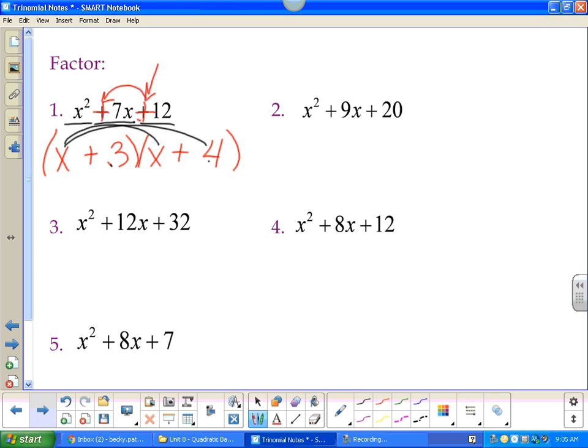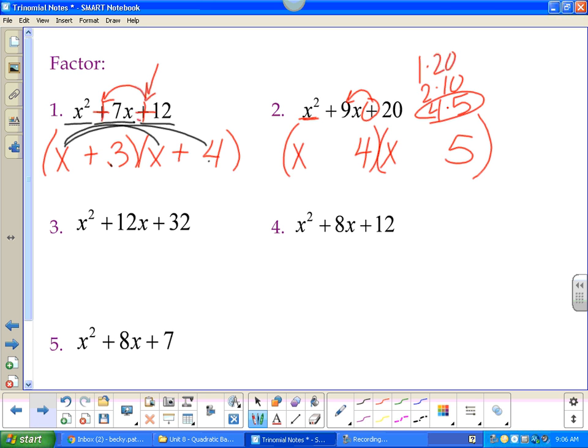Okay, so let's look at number 2. Got my two parentheses. First term's an x squared, so I'm going x and x. I need the factors of 20. 1 times 20, 2 times 10, 3 doesn't go, 4 times 5, 6 doesn't go. Well, I want the pair of factors that will add to give me a 9. Well, that's 4 and 5. And you could put 5 and 4 if you want to. They don't have to be in this order. And then the second sign is a plus, so that says my signs will be the same, and they will be whatever the first sign is. So they'll both be a positive.